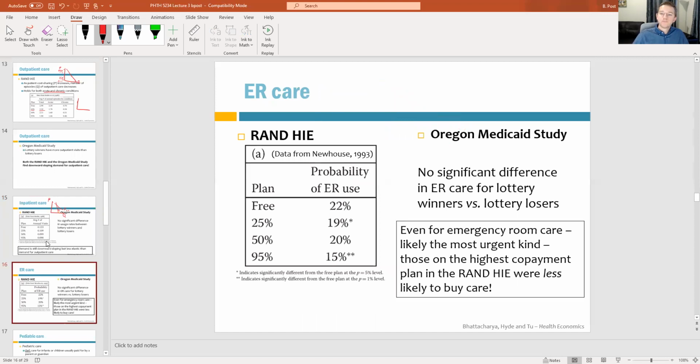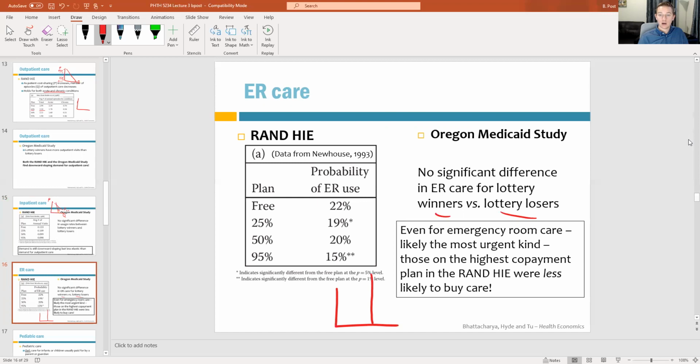For emergency room care, you've got these really important conditions, and in the Oregon Medicaid study, they found that there was not a significant difference in ER care for the lottery winners versus the lottery losers. So importantly, even for emergency room care, most urgent type of care, things like you're bleeding, those on the highest copayment plan in the Rand Health Insurance experiment were less likely to buy care. That is kind of crazy to think about. So this is definitely the one case where you'd expect to see pretty much a completely inelastic demand curve.